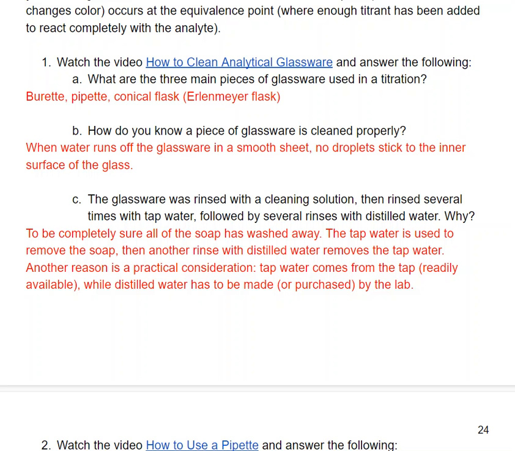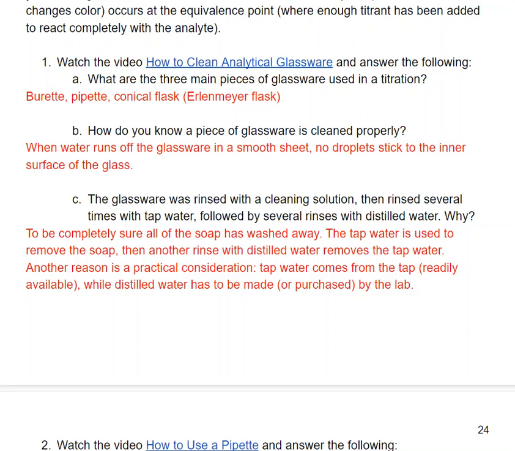So the glassware was rinsed with cleaning solution, then rinsed several times with tap water, then rinsed several times with distilled water. So we want to make sure all of that soap has washed away. So the tap water is used to remove the soap, and then another rinse with distilled water removes the tap water. This is also a practical consideration.